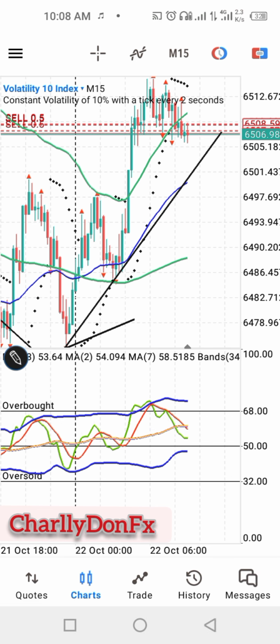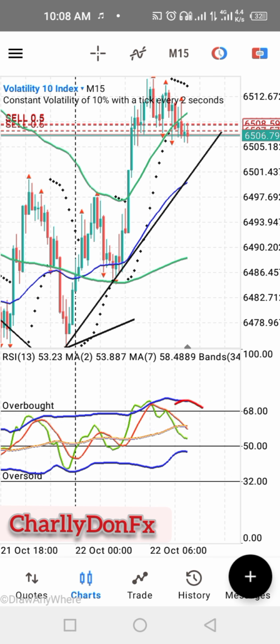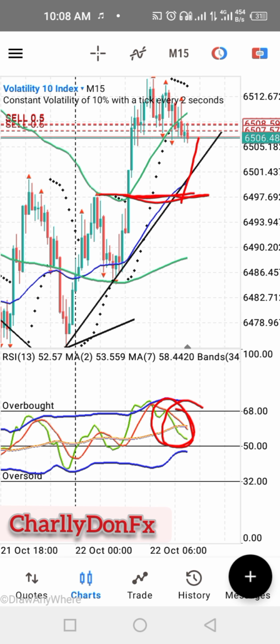Now the next thing you do, you make sure that you confirm that the green crossed the orange moving average. Now, how do you know your take profit? Now, we're expecting the price to come down to this level. Understand? This level and touching the trend line. We're expecting the price to touch this trend line.